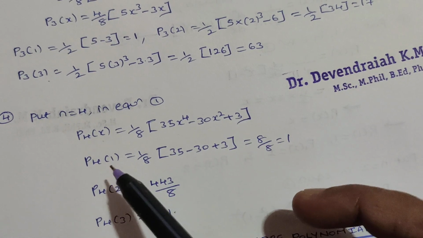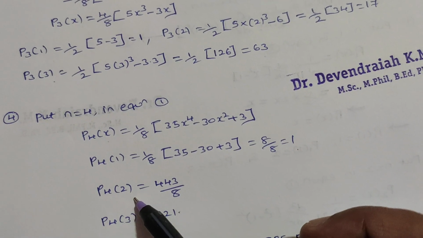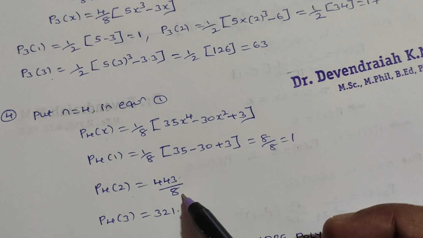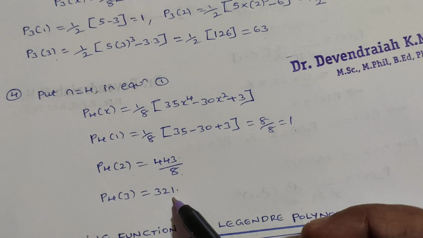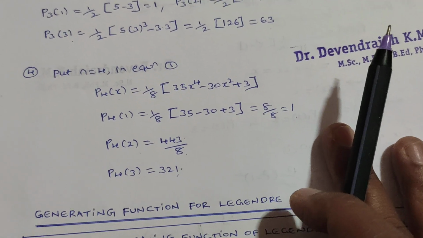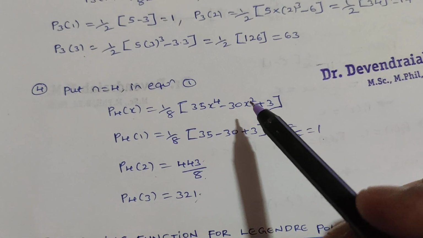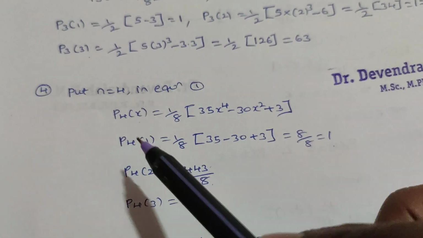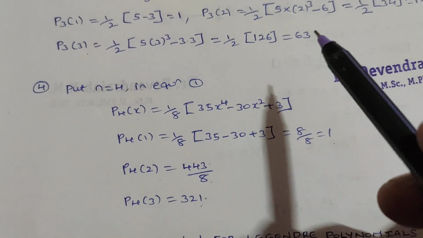Therefore, P4 of 1 value will be 1, P4 of 2 value will be 443 divided by 8, P4 of 3 value will be 321. So this is the method how we determine the values of the Legendre polynomials by using Rodrigues formula.